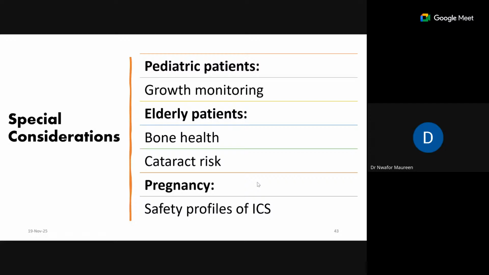Special consideration, okay? We must monitor our patients' growth, especially in infants and pediatrics, when they are using corticosteroids. For elderly patients, look at their bone health and cataract risk, because corticosteroids predispose them to these problems. For pregnancy, we don't give pregnant women corticosteroids, whether inhaled or not.